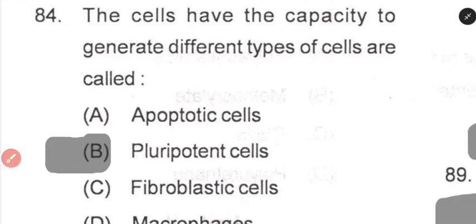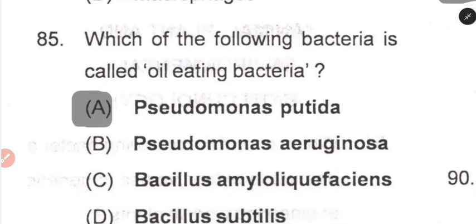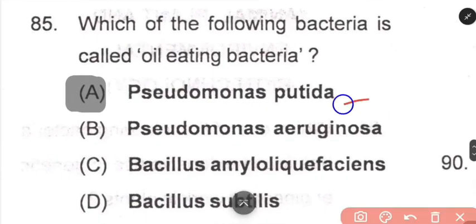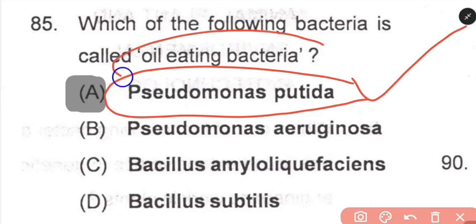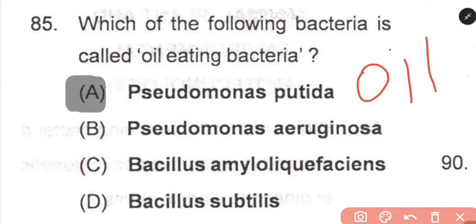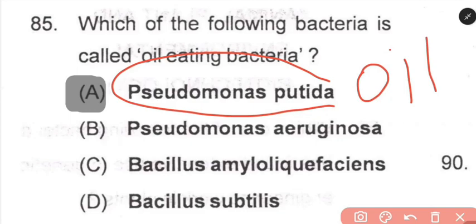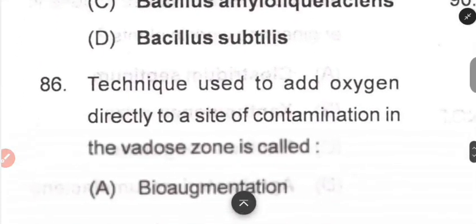Okay. Next question. Which of the following bacteria is called oil-eating bacteria? It is called Pseudomonas putida. This Pseudomonas putida is used as oil-eating bacteria. In the sea, there is a chance of pollution by oil. So we utilize bacteria called Pseudomonas putida to eat the oil or degrade the oil and purify the seabed. That's why it is used.